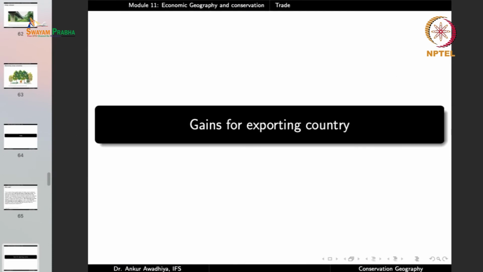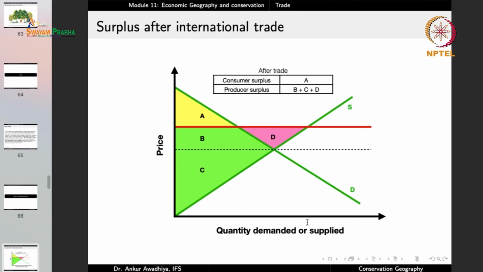If you look at international trade, then there are gains for the exporting country. In this case, we saw that if we plot the demand curve and the supply curve, the point where they meet gives us the equilibrium price and the equilibrium quantity demanded or supplied in the market. Now, export happens when the world price, that is the price in the international market, is greater than the domestic price. And so this red line that shows the world price becomes the de facto price at which trade happens.